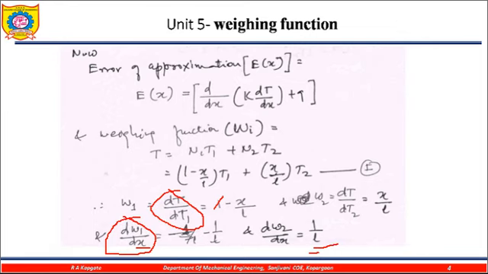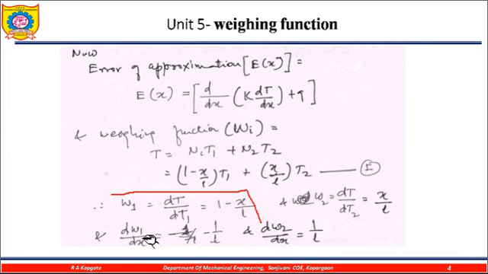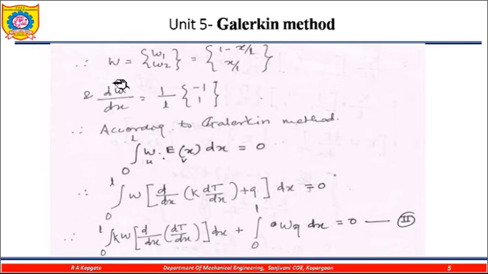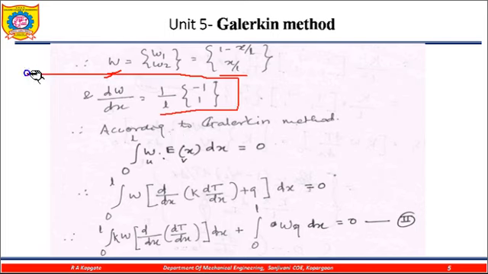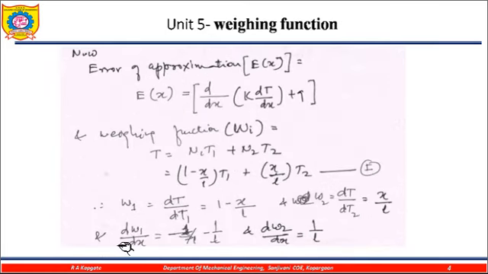So don't forget to remember this parameter. This is important for us, as well as this is also important for us. So w is equal to w1, w2, is equal to my matrix of 1 minus x upon l, x upon l. So dw1 upon dx is equal to, this is the output, now this output we have found from this one: minus 1 upon l and 1 upon l.